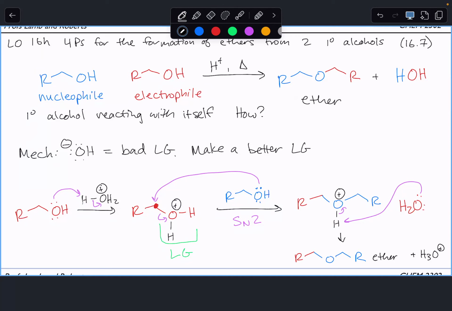Okay, so it's essentially a proton transfer, an SN2 reaction, and then another proton transfer. That's all this reaction is. It's an SN2 reaction where you need to make a slightly better leaving group at the beginning and then quench the positive charge at the end.